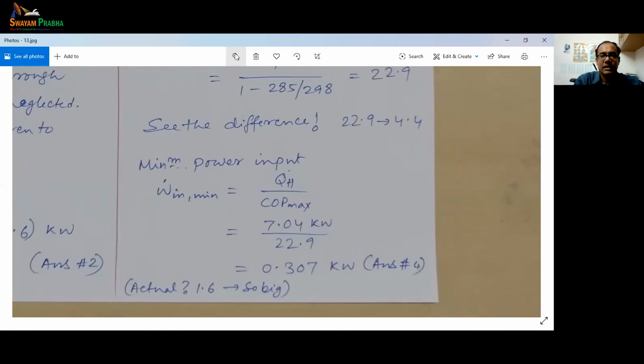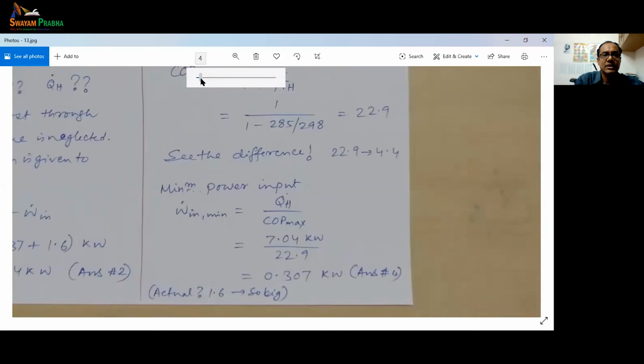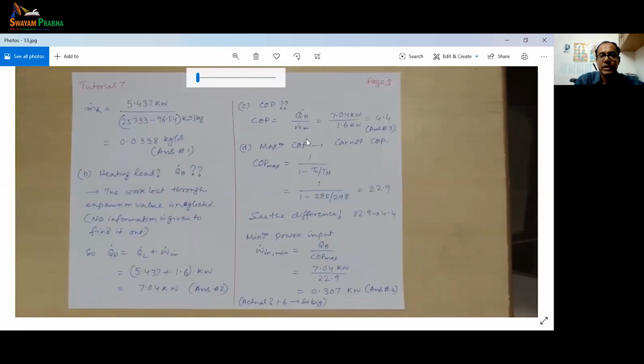But the problem is that the Carnot heat engine or the Carnot heat pump we can never realize, and that is why the work input is much higher. So in this tutorial we have taken 2 problems from chapter 5 and 2 problems from chapter 6. Chapter 6 is the second law of thermodynamics, and we have looked at a couple of problems on the Carnot heat engine, Carnot COP, what they mean, and all these things.